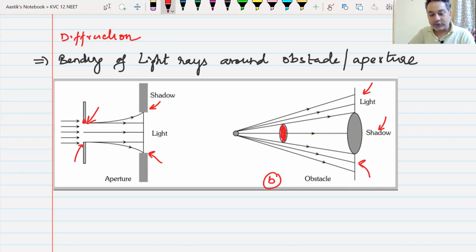Do we understand this? Yes or no? You want to draw this? You can draw this. I'll give you 2 minutes. Draw this. If you want to draw, if you don't, we will go ahead. Diffraction is a topic where you will be asked only theoretical questions. Nothing much. Only theoretical questions.